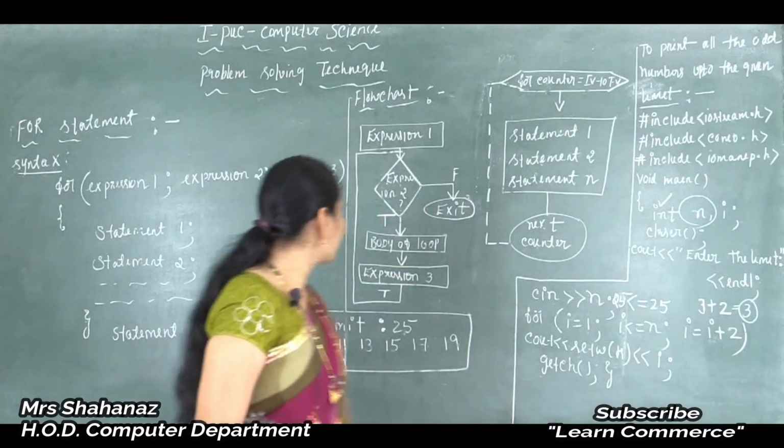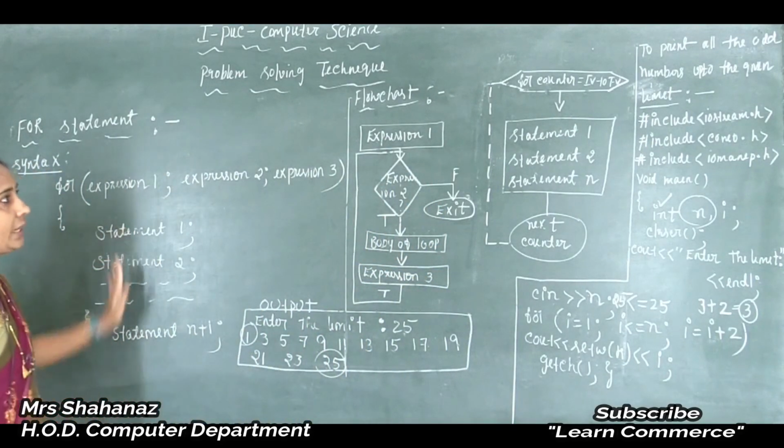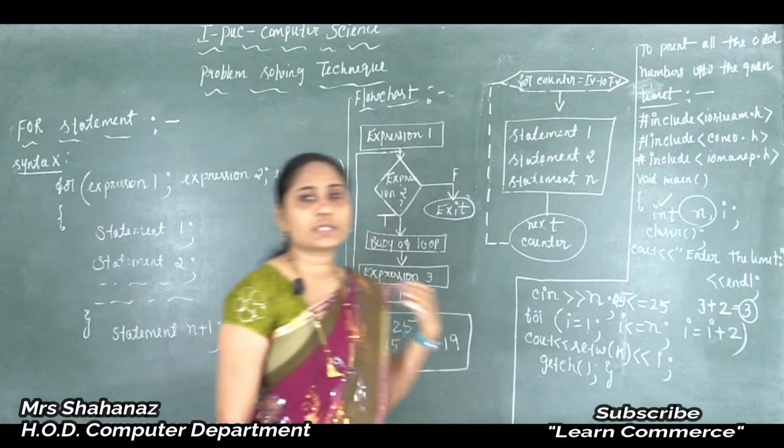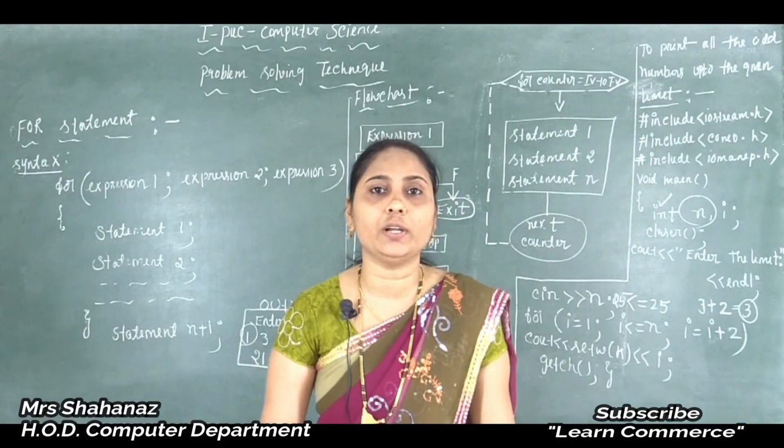Okay, now this is the syntax and the flowchart and also the example for our for statement, that is called the fixed execution looping statement.